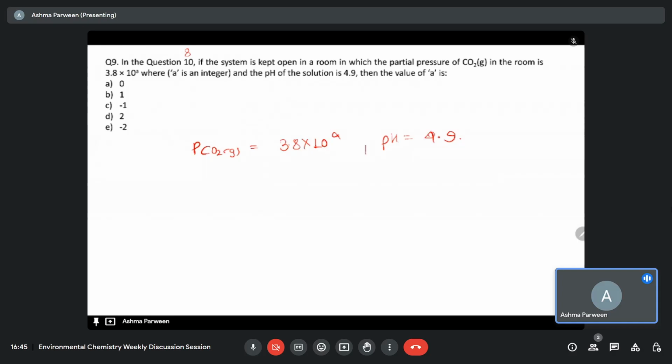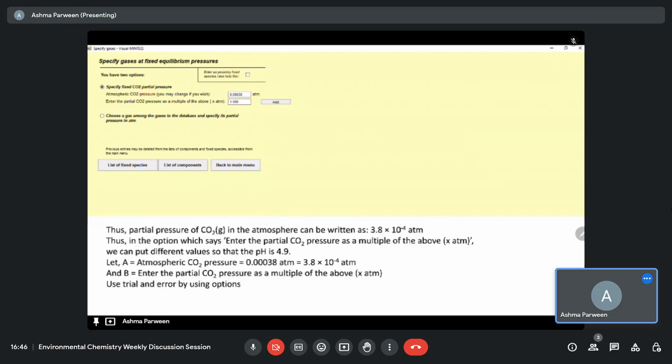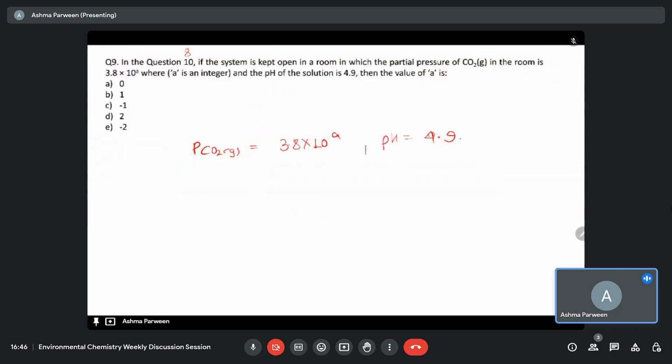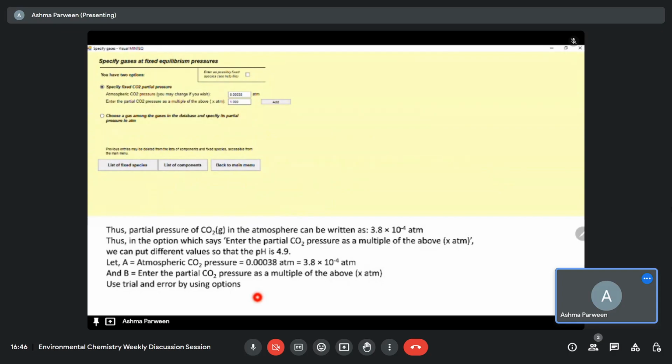We have been given 5 values. We will put all these 5 values and run the MINTEQ software individually, and we will see what final pH we are getting, and the value of A for which the pH is near 4.9 will be our answer. So let's see. First we will run for A equals 0. That means our partial pressure of CO2 gas will be 3.8 atm.